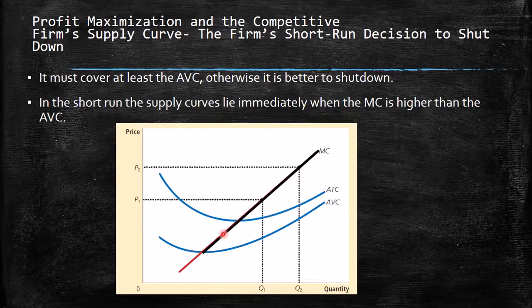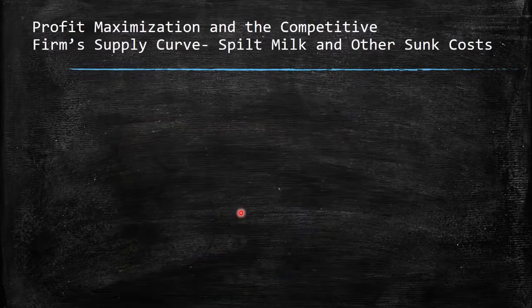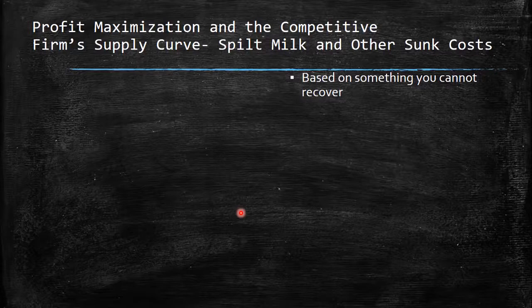For example, this time, remember that this distance from this to this is the average fixed cost. So here, for example, you are losing this part of the fixed cost. And when you arrive to this one, you are covering not only the average variable cost, but also the average total cost as well. Here we're going to talk a little bit more about spilled milk and other sunk costs in order to explain this concept.